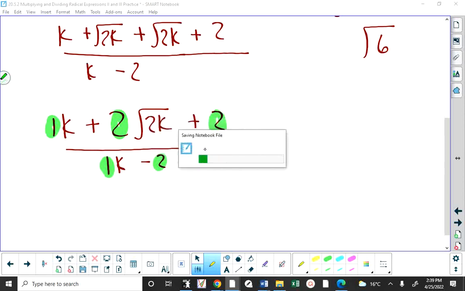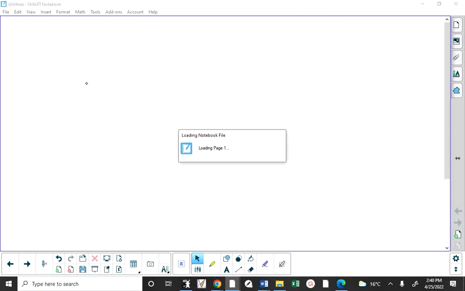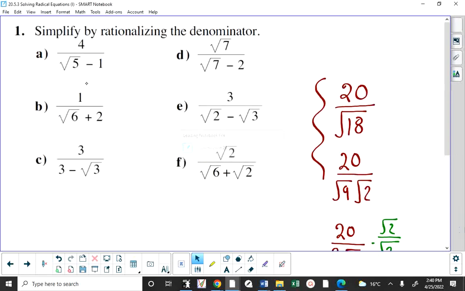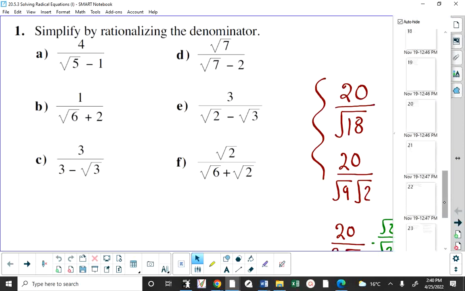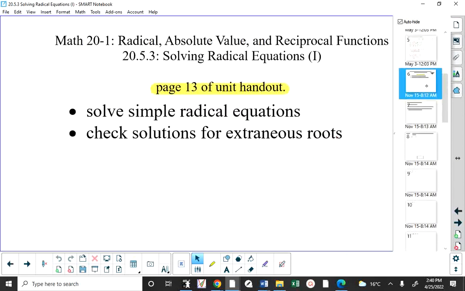So we're looking at the next lesson, which is section, I believe, 5.3. And we break section 5.3 down into two parts, part 1 and part 2. Apparently this is on page 13 of your unit handout. Does that jibe with what you've got there? Okay.